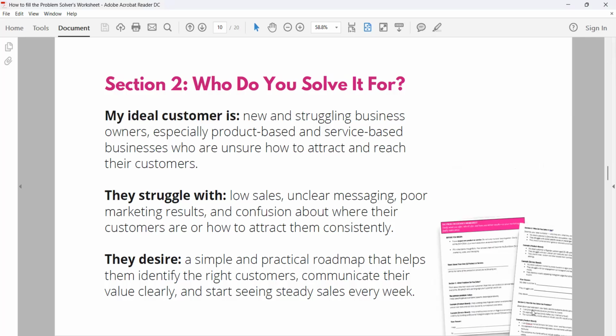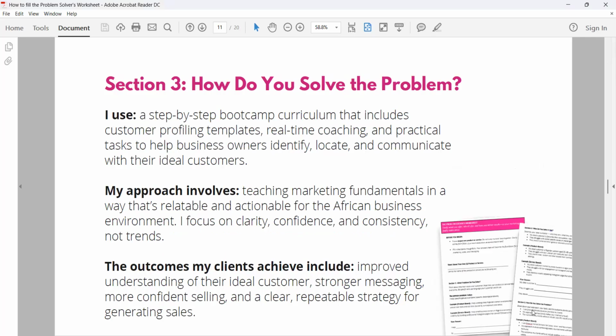I know if you're a business owner and you are struggling with this same thing, you can actually relate. And what is their desire? They desire a simple and practical roadmap guide that helps them identify the right customers, communicate their product or service clearly, and start seeing steady sales every week. Is this not something you desire as a business owner? I believe I'm talking to you somehow.